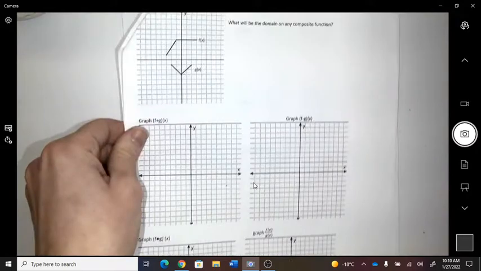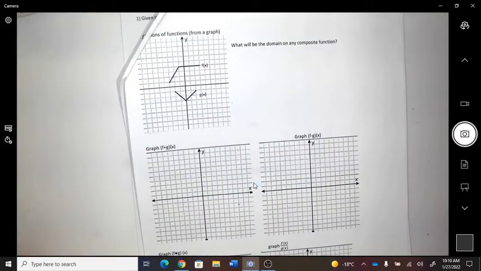Okay, so this is the second page. Are you on that spot? That's where I'm going to start.